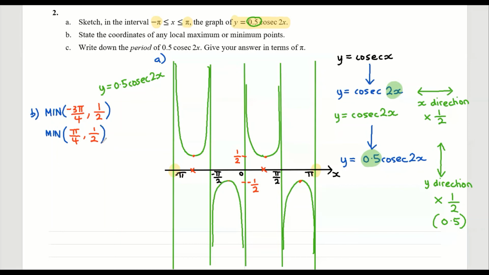Okay, so there's 2 minima in this interval between negative pi and pi. Now we've got some local maxima to consider. So the first maximum occurs between negative pi over 2 and 0. So halfway between that, so that's going to be negative pi over 4. And the minimum value is, of course, negative 1/2.